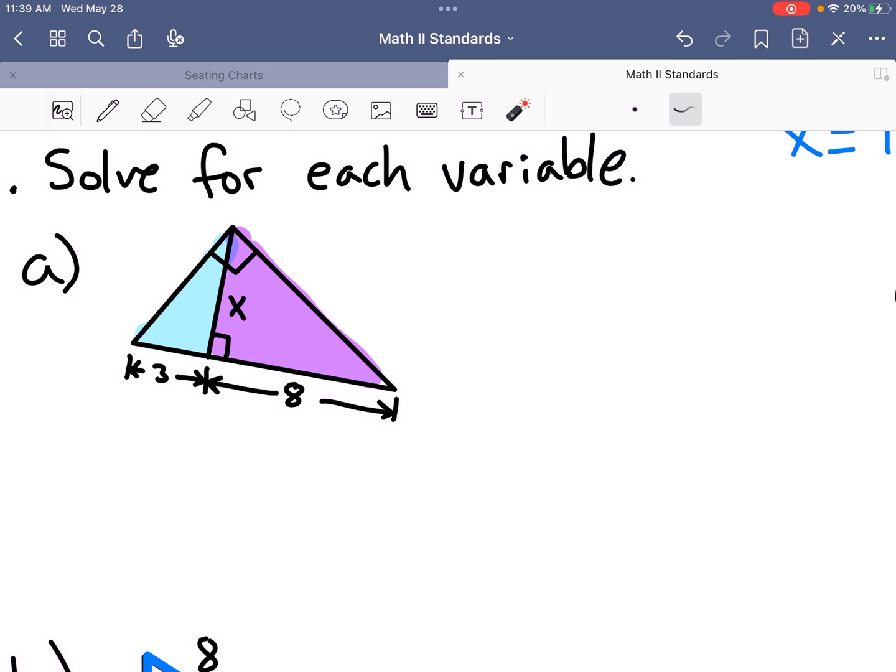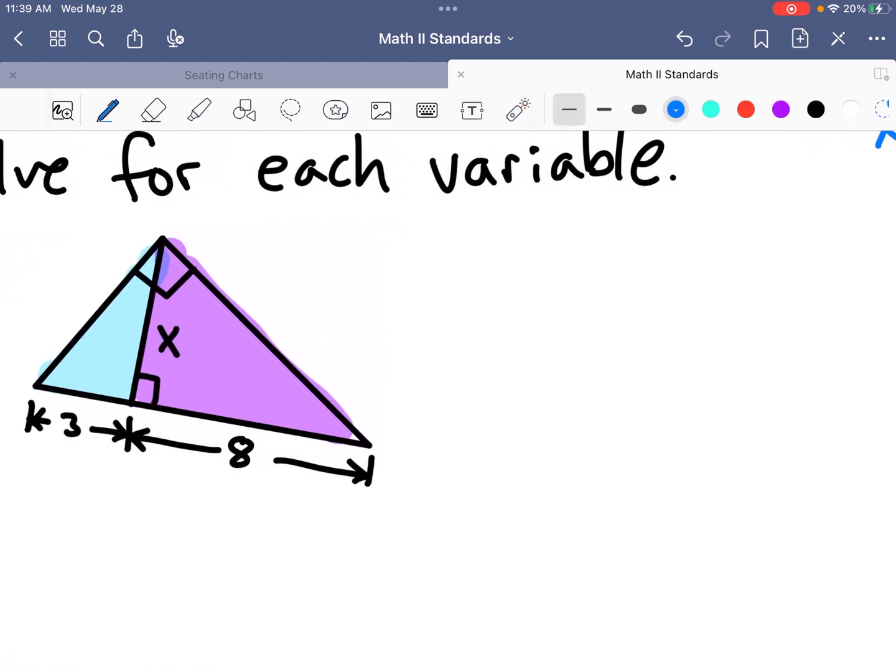So for this one, the way that we would set up our proportion is I'm going to do the ratio of the longer side of the purple triangle divided by the longer side of the blue triangle, which is x, equals, well, next I'm going to do the ratio of the shorter sides. The shorter side of the purple triangle is x, the shorter side of the blue triangle is 3.